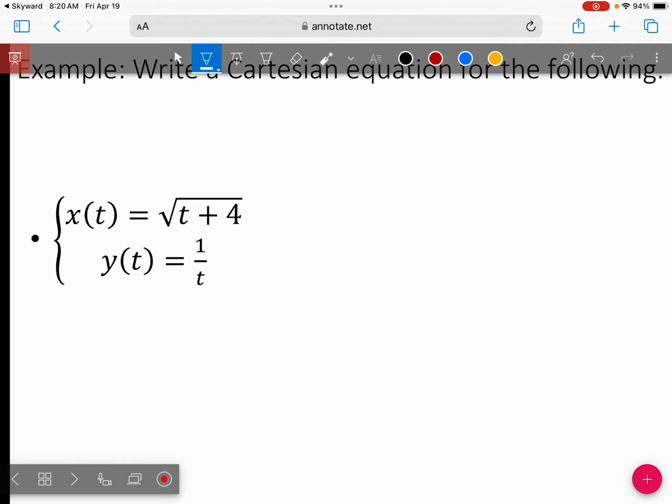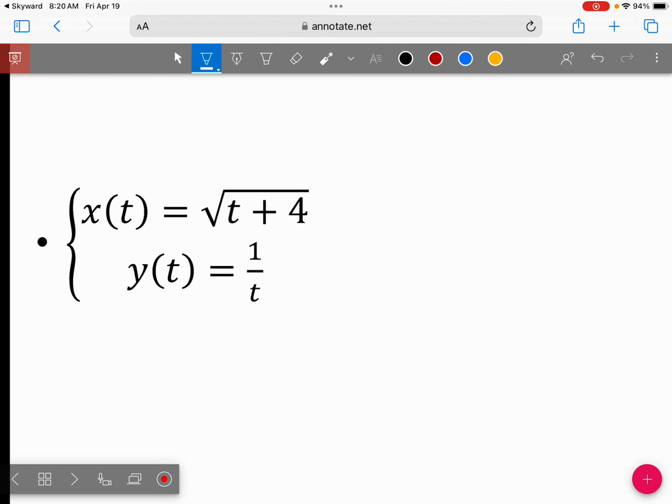All right, so let's look at these two, because both of these start with restrictions. We have both red lights before we even start trying to write our new equation. This first one, the x parameter, has a square root. So because of that t plus 4, that has to be greater than or equal to 0, which means that t has to be greater than or equal to negative 4.